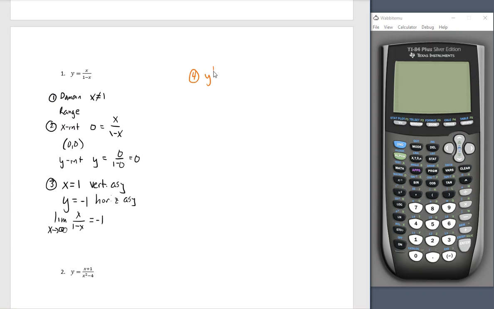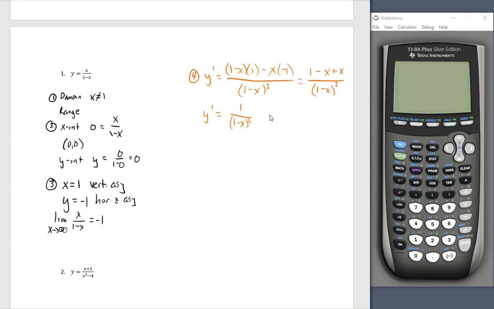First derivative, y prime equals low d high minus high d low all over low squared. All right, little quotient rule for you. That's a 1 minus x plus x. And that, to me, looks like y prime equals 1 over 1 minus x all squared. Huh. Well, that's very interesting, because that tells me some very, very important stuff.